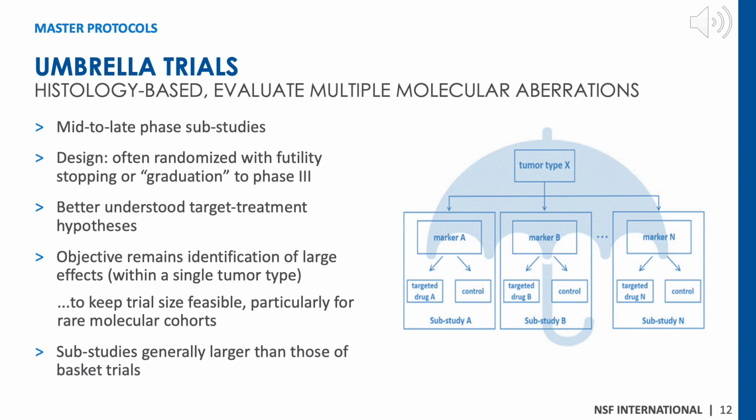Under the umbrella trials, different targeted agents are tested on a single tumor type. Umbrella trials are commonly used as mid to late phase studies. One of the advantages of umbrella trials is that it makes it easier for more treatments to be tested efficiently.